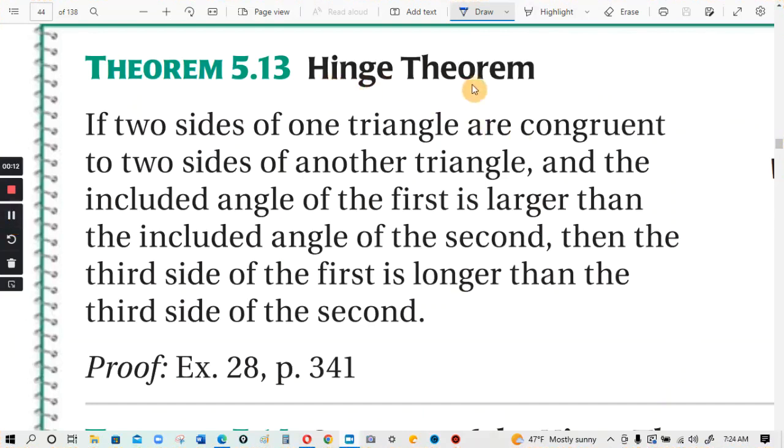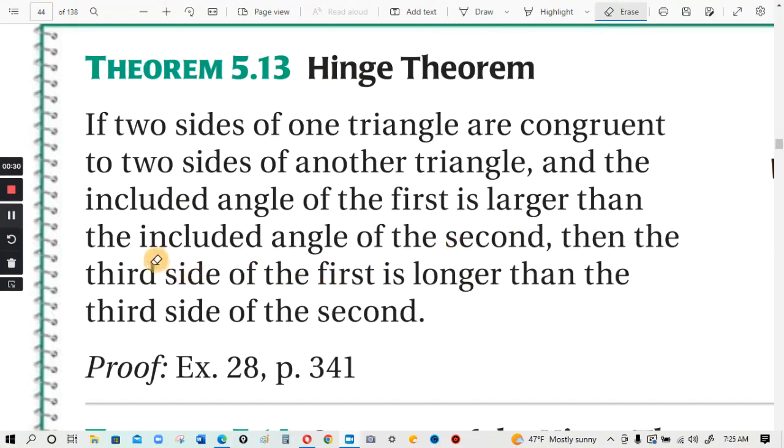Okay, so here we have the hinge theorem. If two sides of one triangle are congruent to two sides of another, and the included angle of the first is larger than the included angle of the second, then the third side of the first is longer than the third side of the second.